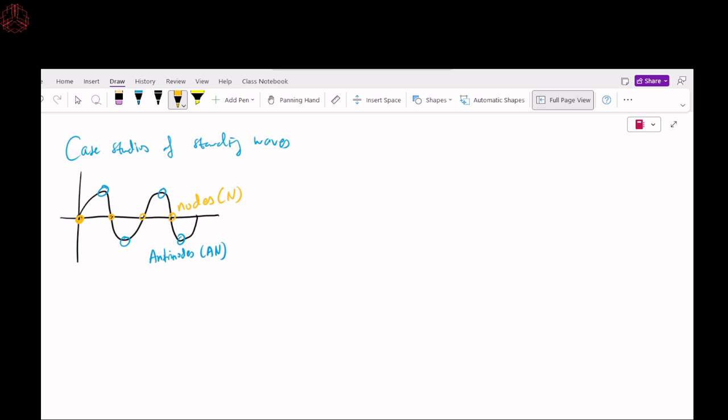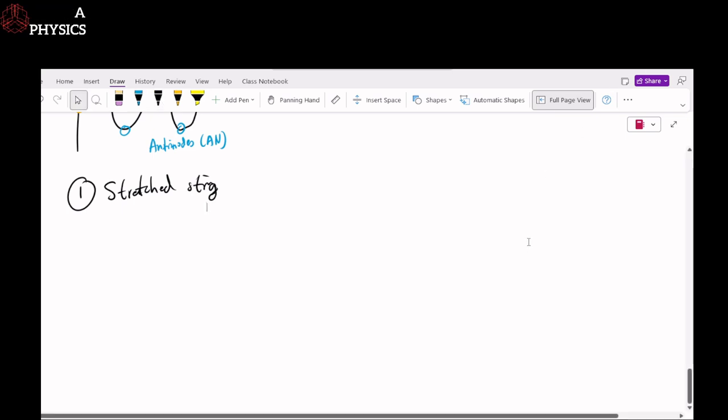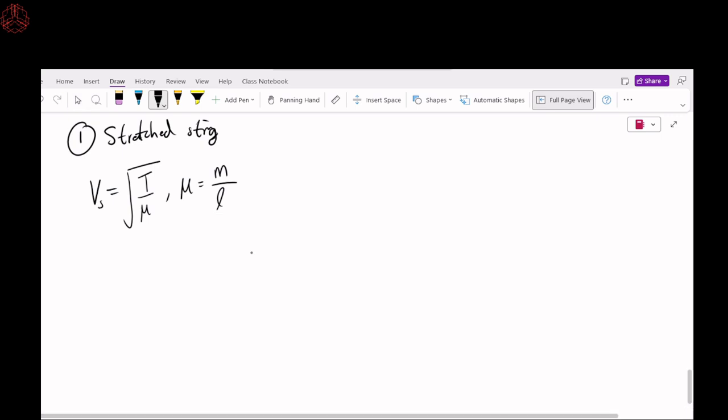For the first case, we want to look at a stretched string. In stretched strings, waves can form when there's tension, and how fast that wave travels in the string depends on the mass density. So the velocity of the wave on the string is simply the square root of T over μ, where μ is the mass of the string over the length of the string. This is what we call the mass density. Now, once I pluck the string, I can have waves progressing.